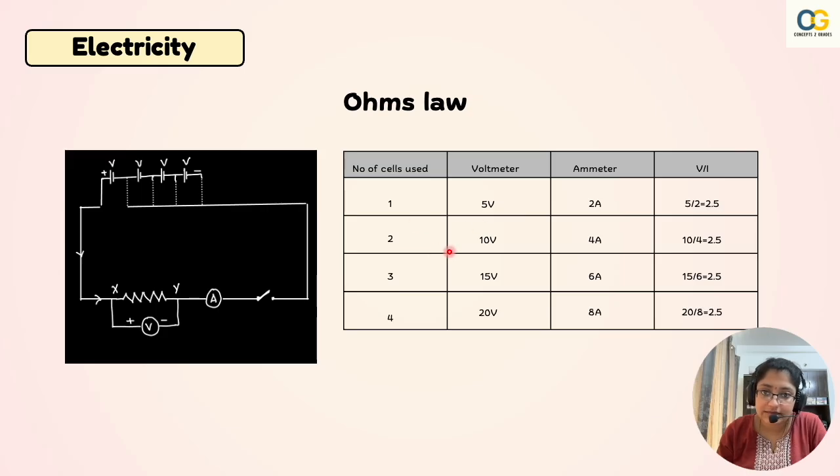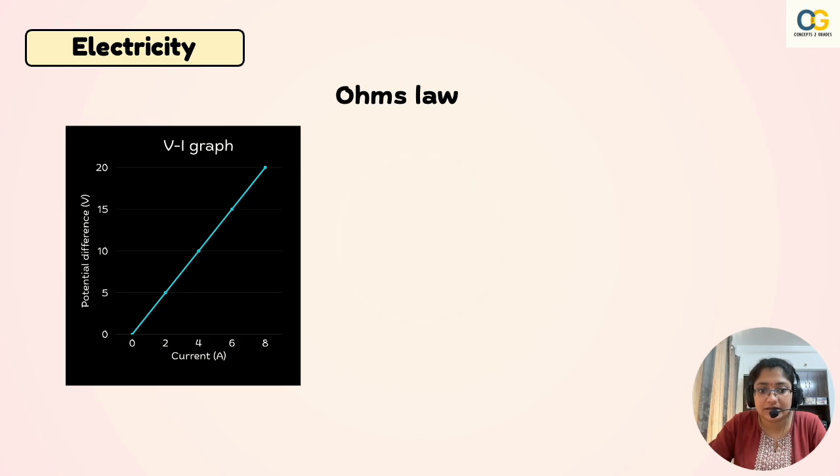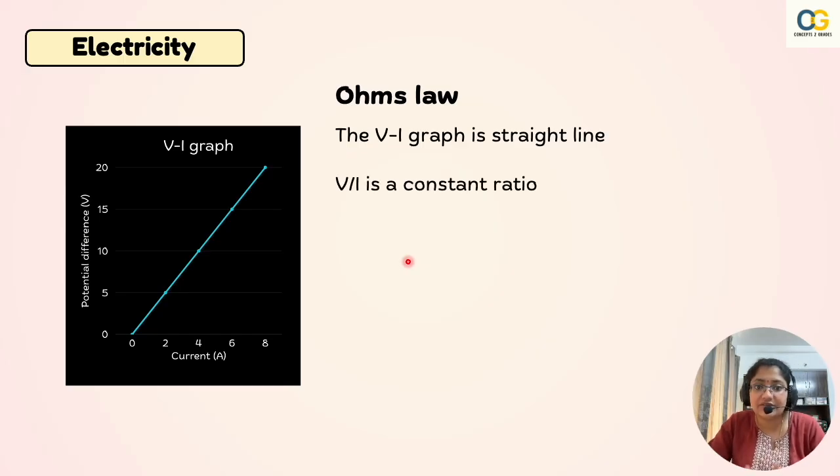Similarly, if I use 2 cells, I am getting 10 volt and 4 ampere. 3 cells: 15 volt, 6 ampere, and 4 cells I got 20 volt and 8 ampere. This is the voltage that I got across this resistor and the current that is flowing in the circuit. In all the cases, the ratio of V by I remains a constant, which is what we understand from Ohm's law. That is, if you plot a graph between V and I, you have a graph which is passing through the origin and it is a straight line. So the VI graph is a straight line and the V by I ratio is always a constant.